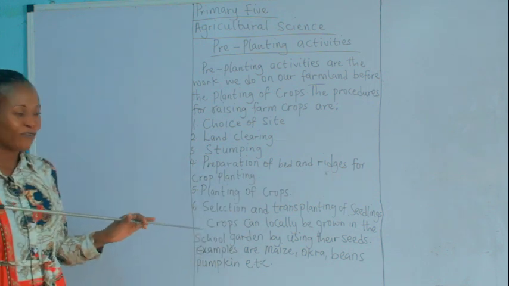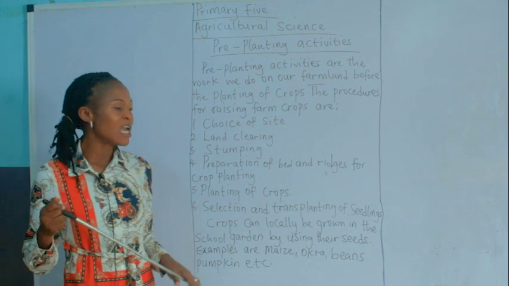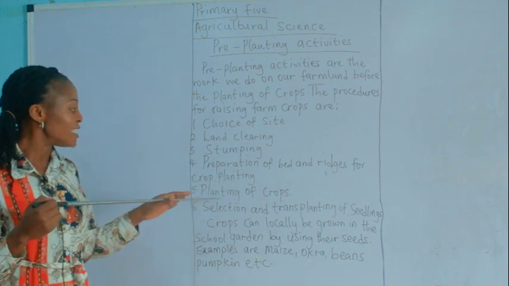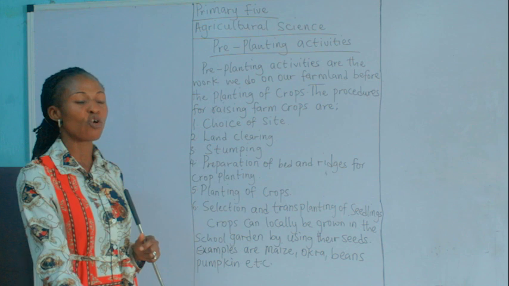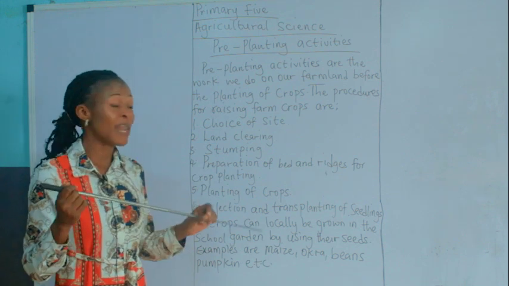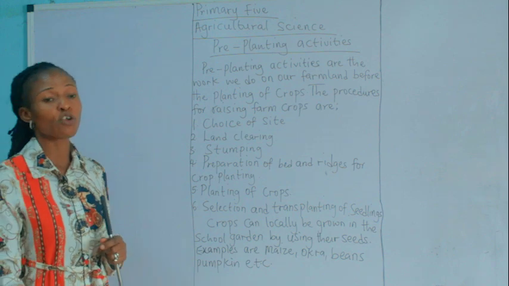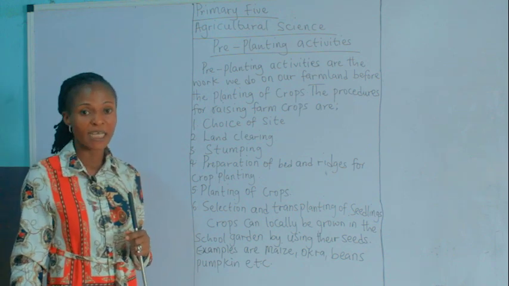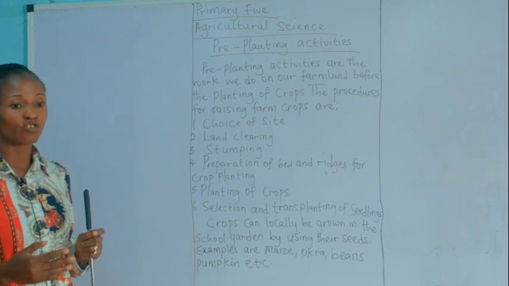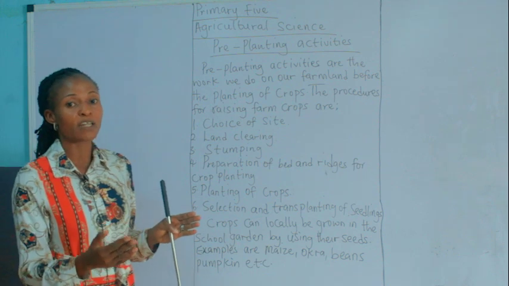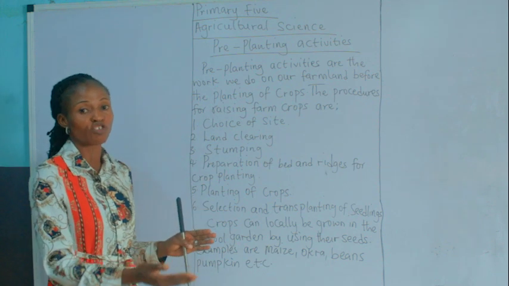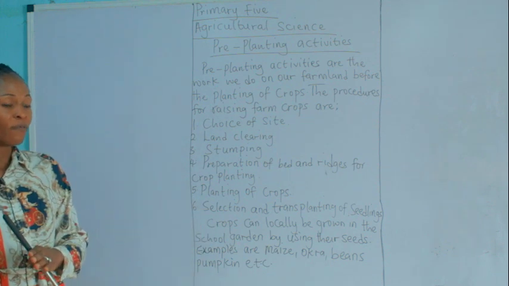Now let's move to the 5th one, which is planting of crops. When you have done all of this, the next thing you do is to go and plant your crops properly. Now, in planting of crops, you can plant your crops in a nursery. You can also plant directly on your farmland. Now, the process of planting in a nursery is to plant those crops and allow them to grow a little bit before you transfer them to the farm.